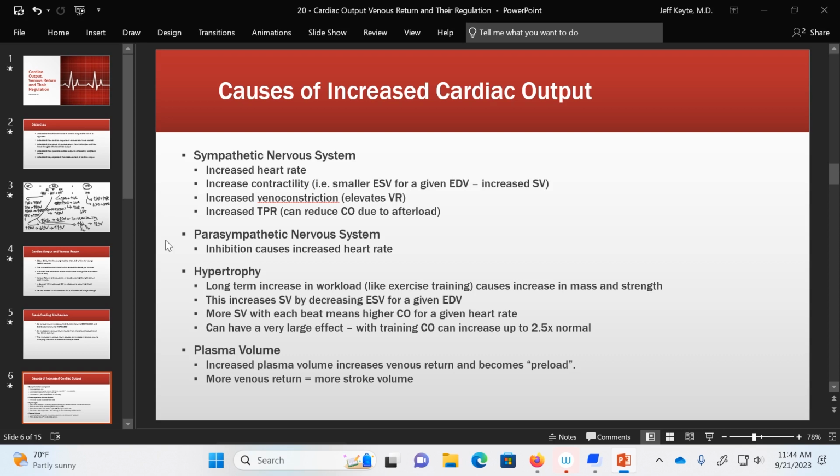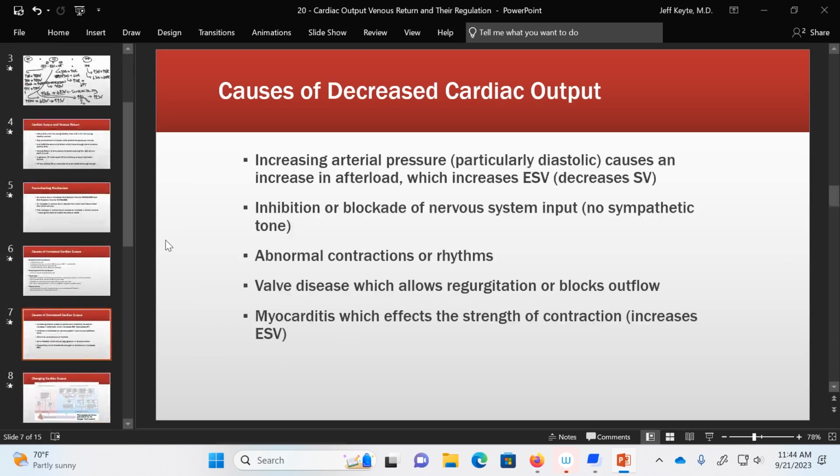Plasma volume. Plasma volume directly relates to venous return. More venous return, more stroke volume, right? So these are all the same factors that were on my very messy diagram. Now, the opposite, decrease, is also true. Increasing arterial pressure, that's afterload, right? So as our resistance goes up and our diastolic pressure goes up, our afterload goes up, which increases ESV and therefore decreases stroke volume. Okay.